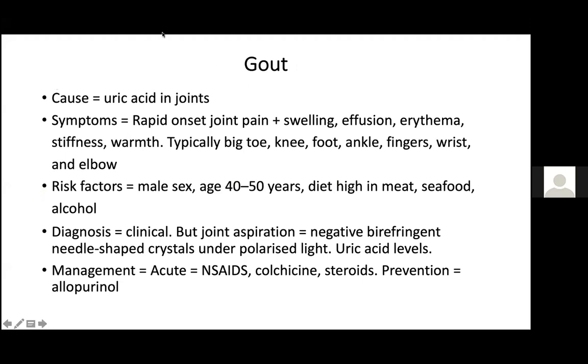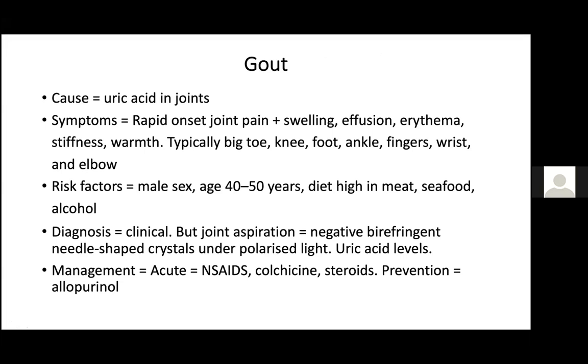The typical patient is male, obese, around 40 to 50 years of age, with a diet that's high in meat, high in seafood, or they drink a lot of alcohol. Diagnosis is normally clinical, so we would normally diagnose and treat this clinically. However, if we did do a joint aspiration, we would characteristically see negatively birefringent needle-shaped crystals.